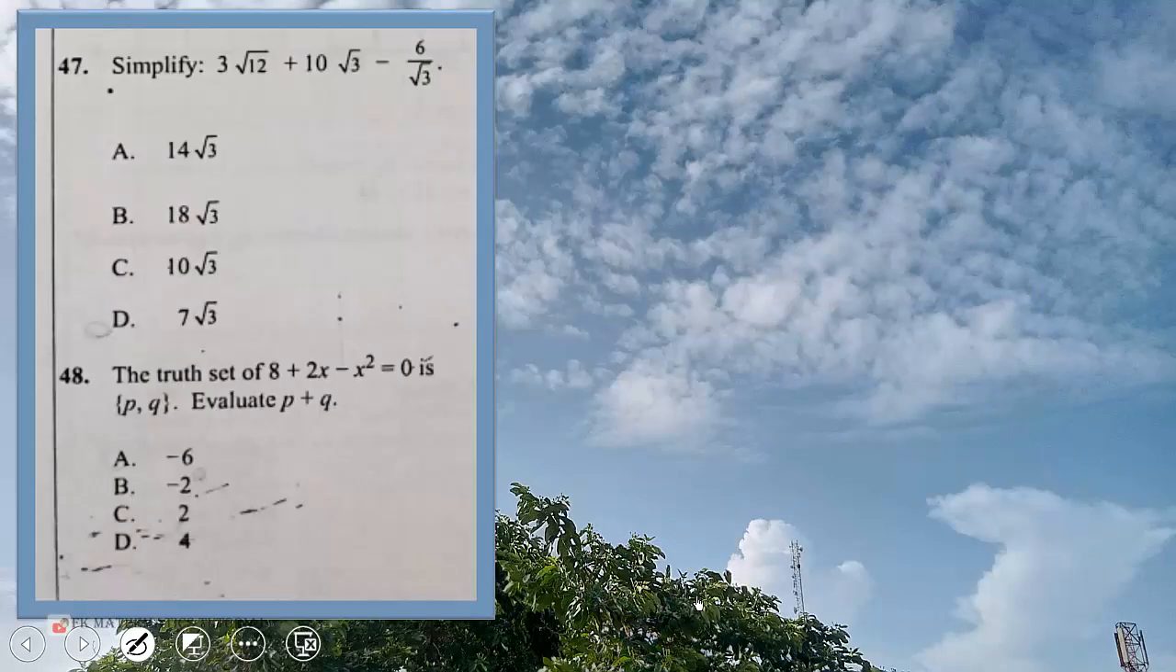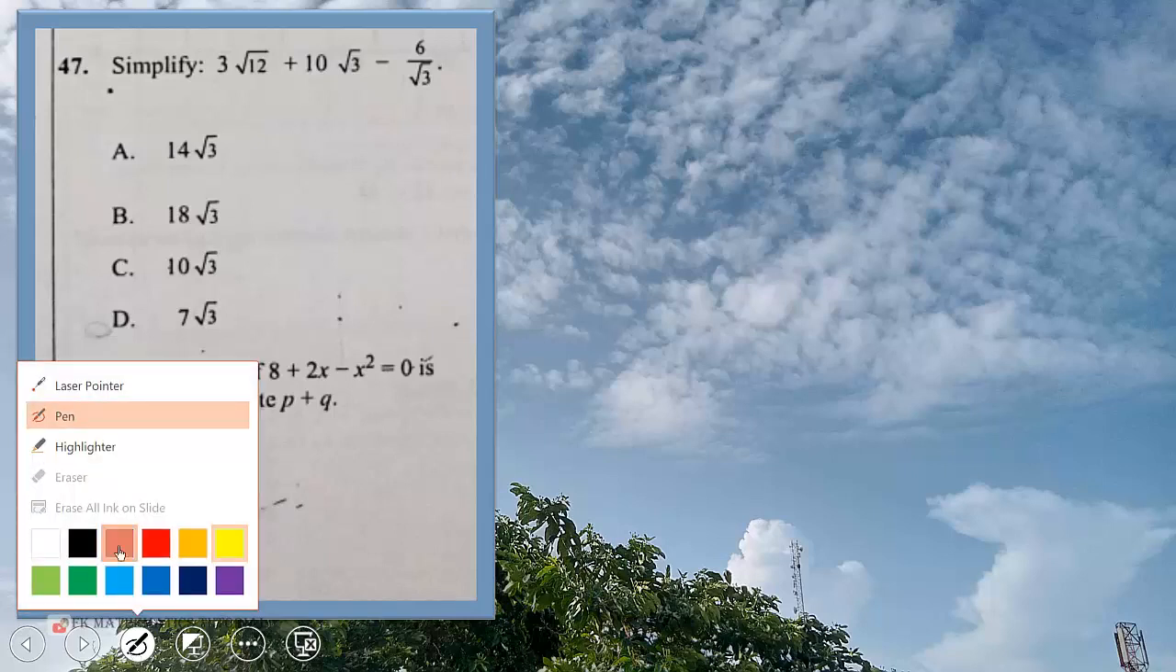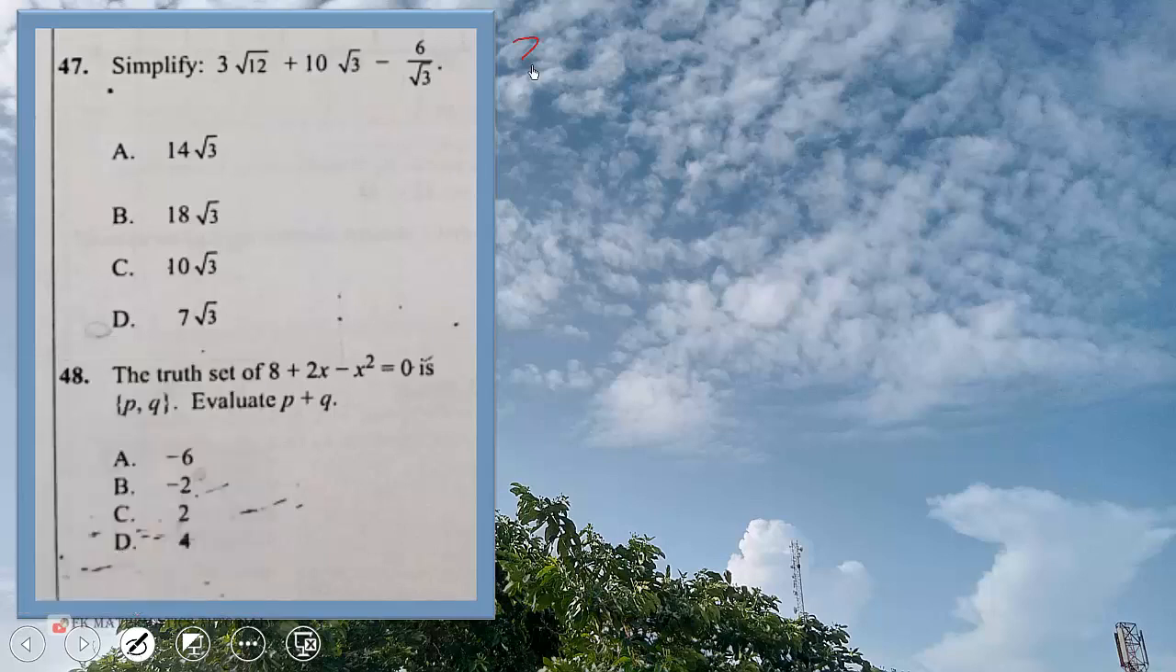We have to simplify 3 root 12 plus 10 root 3 minus 6 root 3 over 3. So 3 root 12 is like 3 root 4 times 3. Root 4 is 2, so that will give us 6 root 3 plus 10 root 3 minus 2 root 3. So this will give us 14 root 3, which is A.